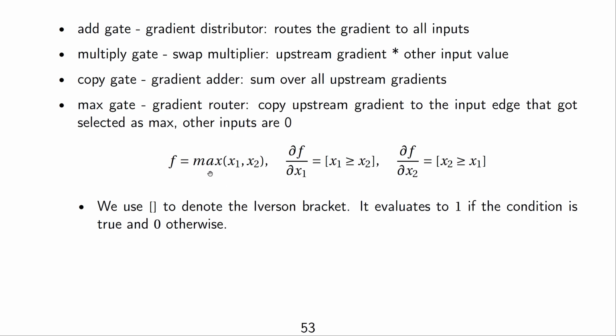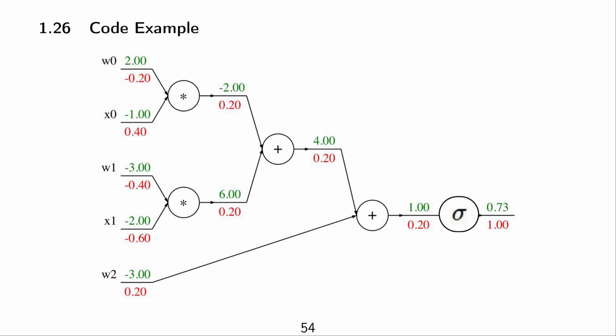Okay, just text of what we already discussed. Just a reminder here, so if f is max of x1, x2, then df/dx1 is [x1 >= x2], and this notation is the Iverson bracket, and it evaluates to 1 if the condition is true and 0 otherwise. So if x1 is greater than or equal to x2, this Iverson bracket evaluates to 1.